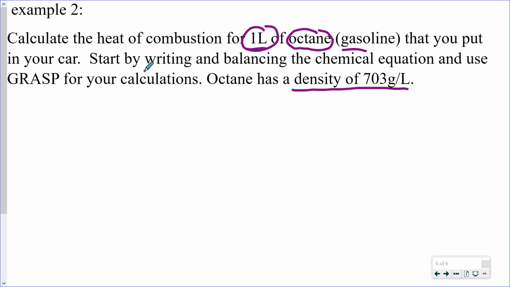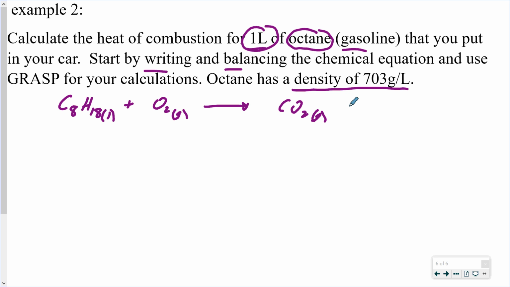So again, you need to start by writing and balancing the chemical reaction. Directly from the data booklet, octane is C8H18. This one is a liquid at room temperature, and we're burning it, of course, with oxygen, just a regular combustion reaction, forming, again, I'm going to write the carbon dioxide first, gas, and I'm going to write the water second, but it really doesn't matter. Gas as well for that one.